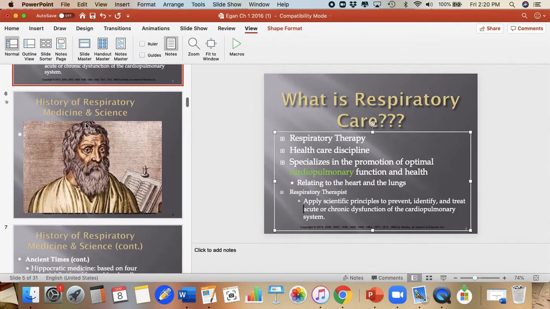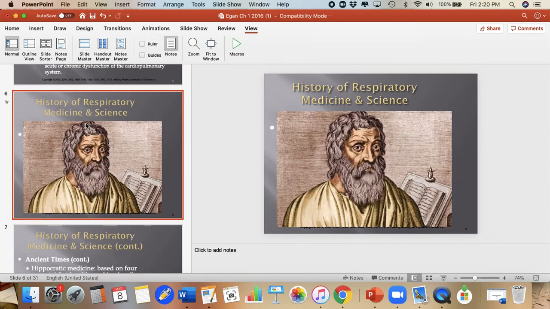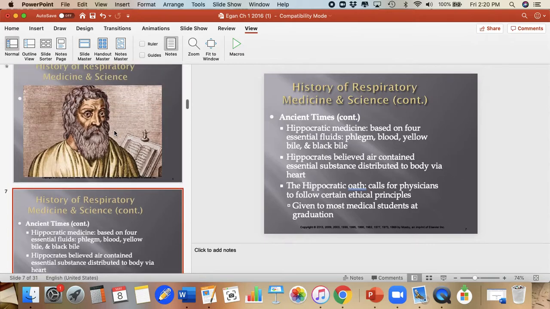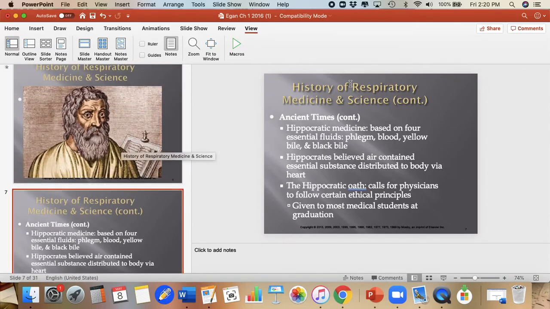Going all the way back to the history of medicine and science, all the way back to Hippocrates. This guy, the father of medicine, kind of got the ball rolling in asking these questions. How does the body work? What affects the body? What distinguishes between a healthy person and a sick person?